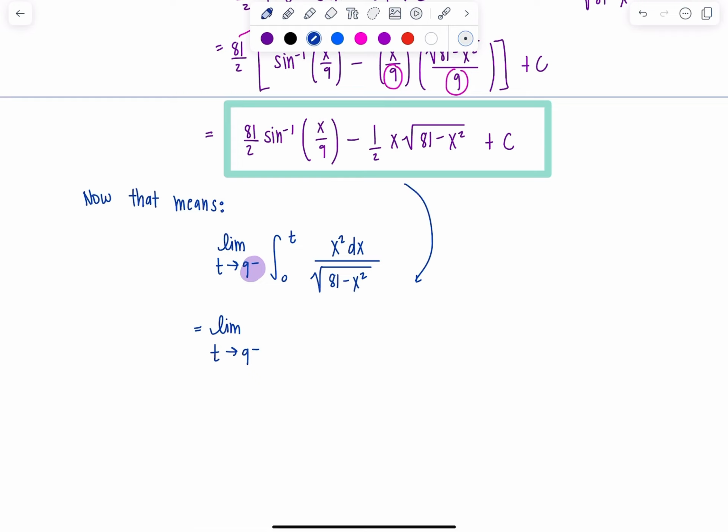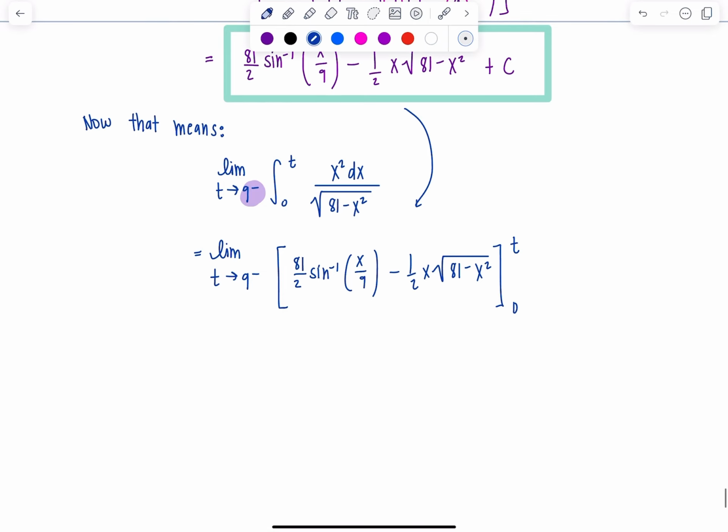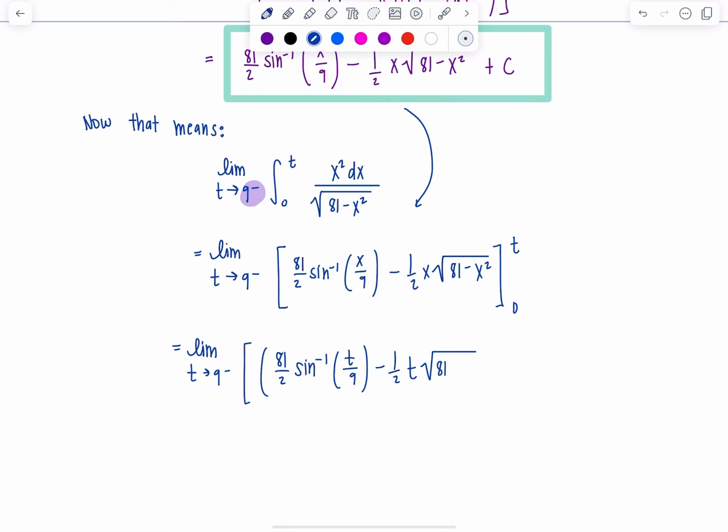Now all of this is going to come down here. So I have 81 over 2 sine inverse of x over 9 minus 1/2 x rad 81 minus x squared. And then this gets evaluated from, that's right, 0 to t. All right, so we have the limit as t approaches 9 from the left. Plugging in t, the upper limit: 81 over 2 sine inverse t over 9 minus 1/2 t times rad 81 minus t squared. That's the upper limit.